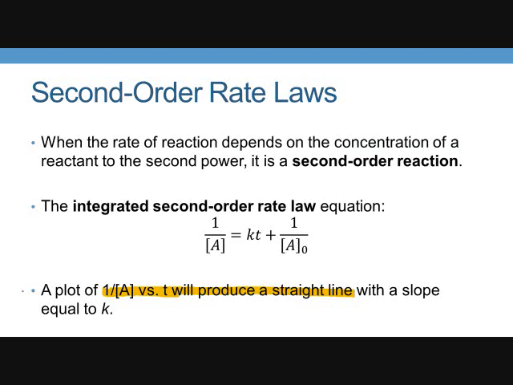And notice it's still in the y equals mx plus b situation. So here, the slope is equal to k. And so when you know the slope, you know k, you don't have to switch signs. That's how it is.